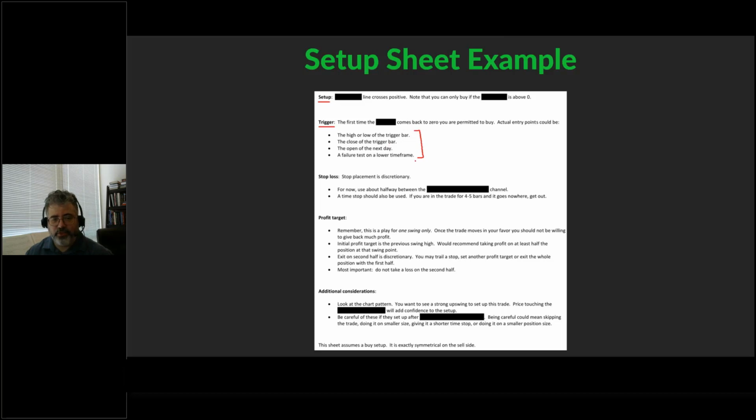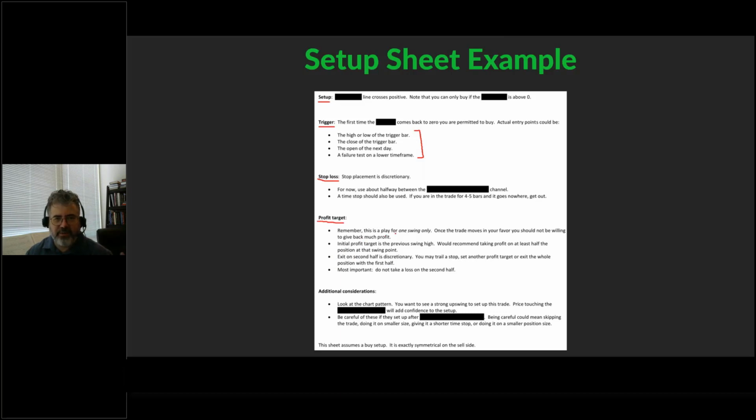This is an old sheet of mine. I have a number of possible triggers, stop loss placement. For now, use about halfway between the moving average and the Keltner channel. That's what's hidden there. Time stop should also be used. This was used for intraday trading. Profit target, and you can see.